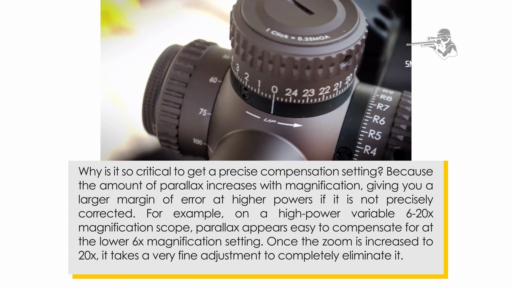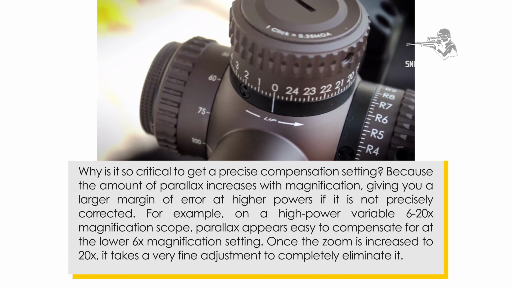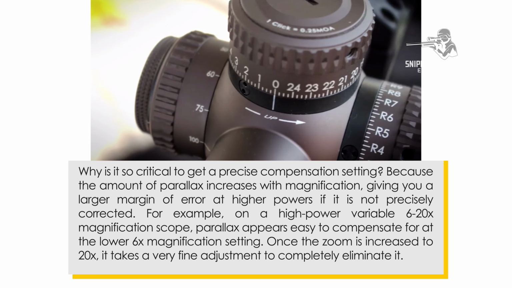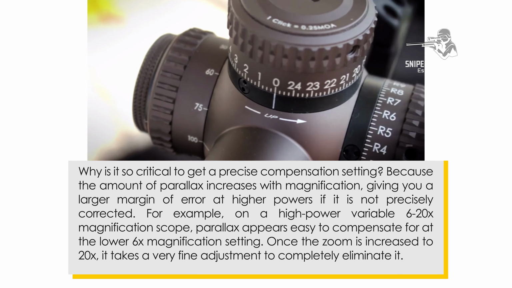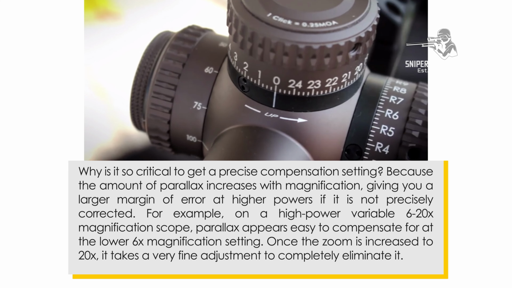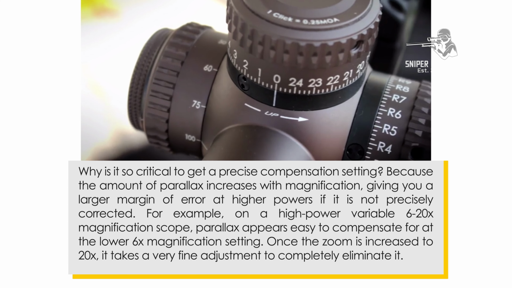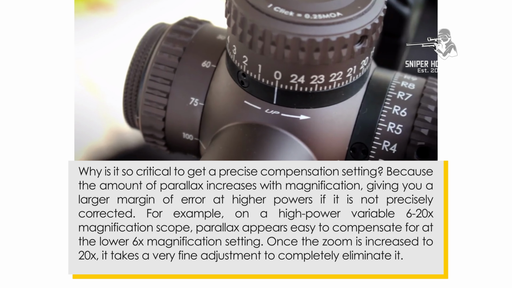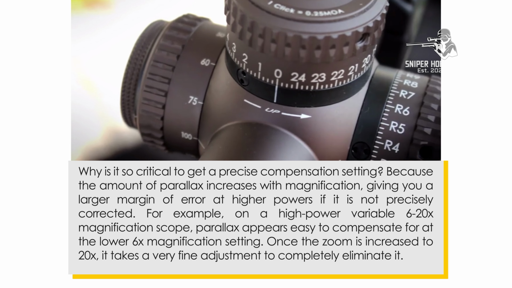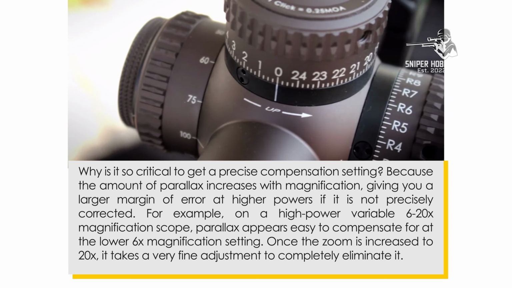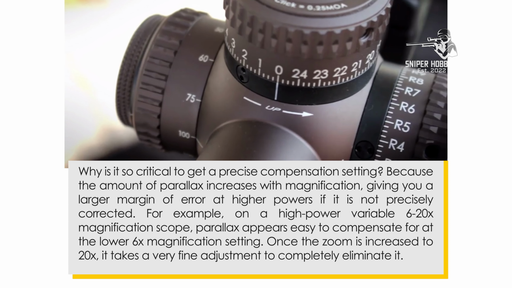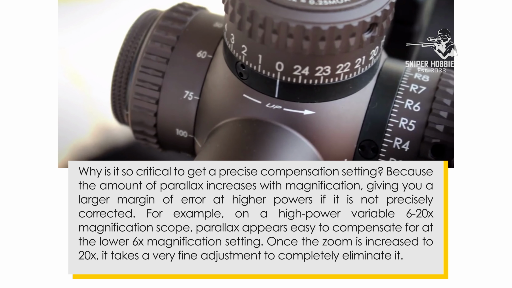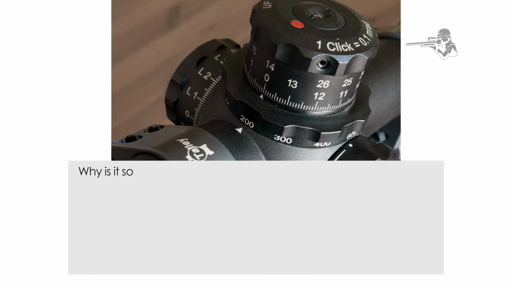Why is it so critical to get a precise compensation setting? Because the amount of parallax increases with magnification, giving you a larger margin of error at higher powers if it is not precisely corrected. For example, on a high-power variable 6-20x magnification scope, parallax appears easy to compensate for at the lower 6x magnification setting. Once the zoom is increased to 20x, it takes a very fine adjustment to completely eliminate it.